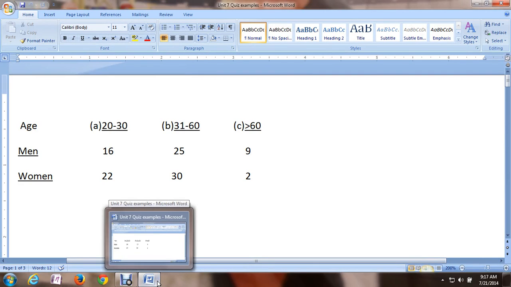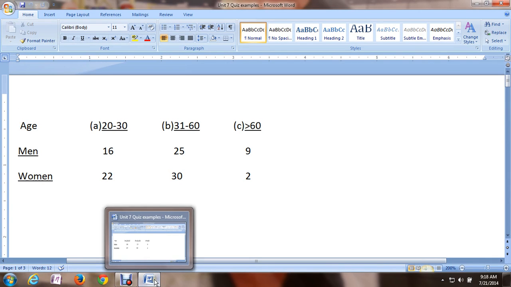Hi, we're in the unit on probability, and there are a couple of MyStatLab problems that you may have difficulty with. I wanted to go over some examples here.